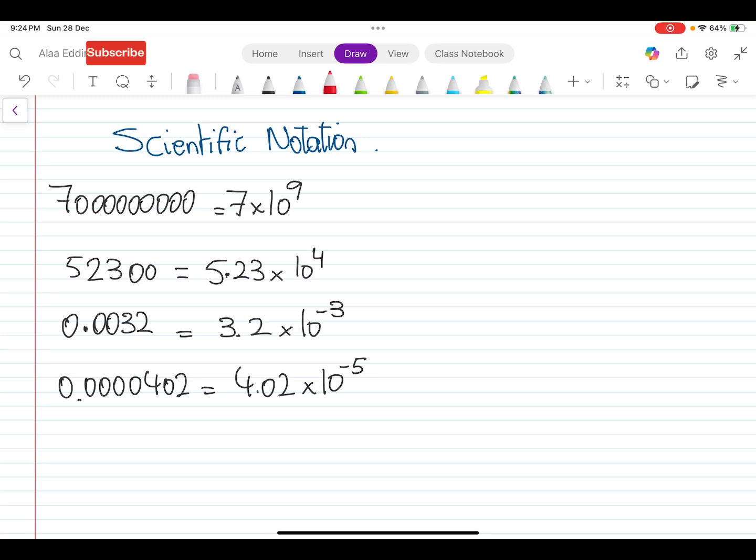Hey everyone, in this video we are talking about scientific notation, and at the end of this video you will be able to turn any number into scientific notation following a simple rule.